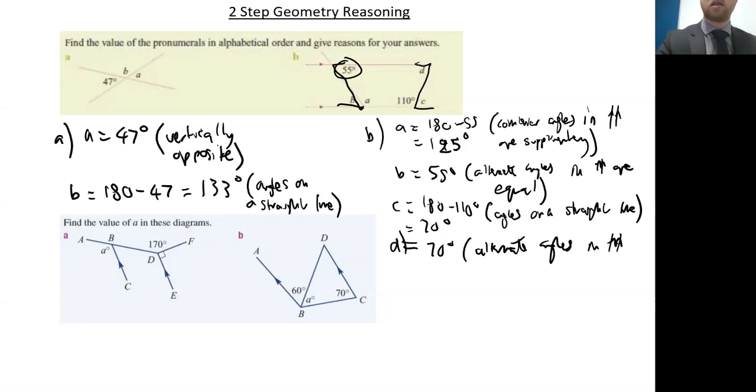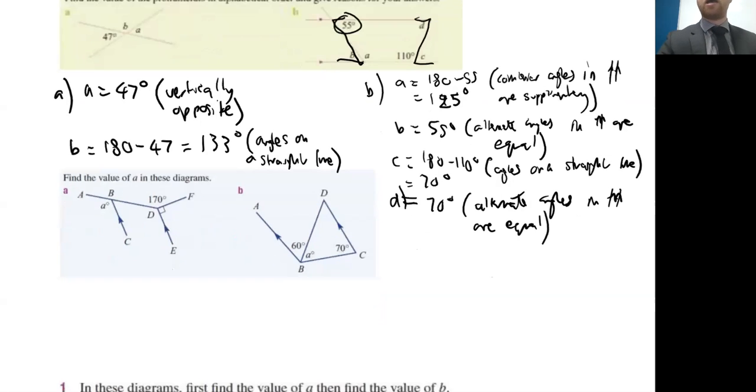In parallel lines are equal. Okay, so you could have done that. All co-interior angles are supplementary. All right, so you get the idea. We've got multiple steps involved here where we've got to be using multiple different reasons.